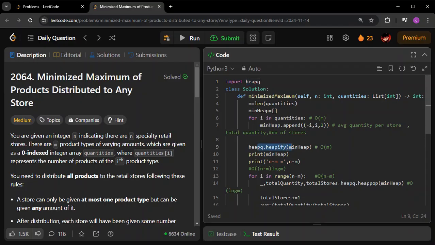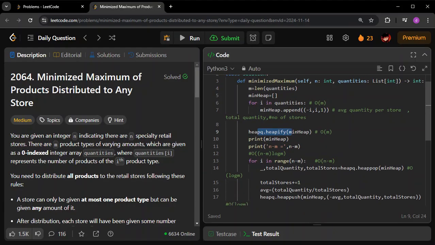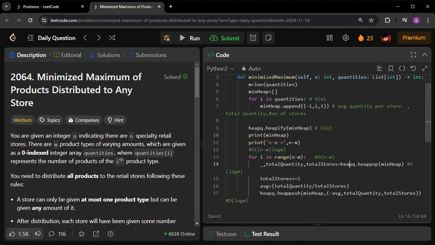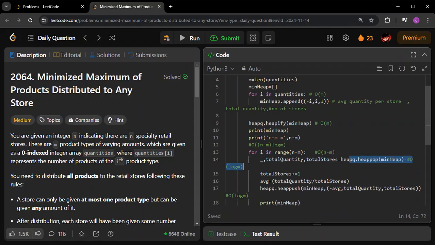The heapify method: if you pass any array to this, it will basically sort it out and make it a min heap. That is the first thing. Second is the heappop method, which will remove the first element and give it to you. You can do this manually also without this approach, but anyway, that is fine.